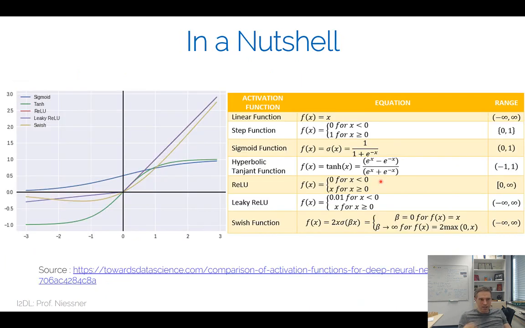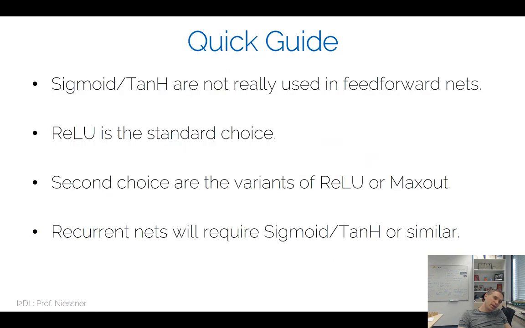So here's a bunch of plots: linear, step functions, sigmoid, tanh, ReLU, leaky ReLU, and so on, right? If we're summarizing the whole thing for a sec, the sigmoid and the tanh have been used in the 90s, 80s, early 2000s, I'd say. But at the moment, they're not really used that much anymore for feedforward nets. For standard feedforward MLPs, it's rare that you would use them. The ReLU is still the standard choice. The second choice would be variants of ReLU. Leaky ReLU is actually being used quite a bit, to be honest. That's probably the one. Maxout right now, not that much.